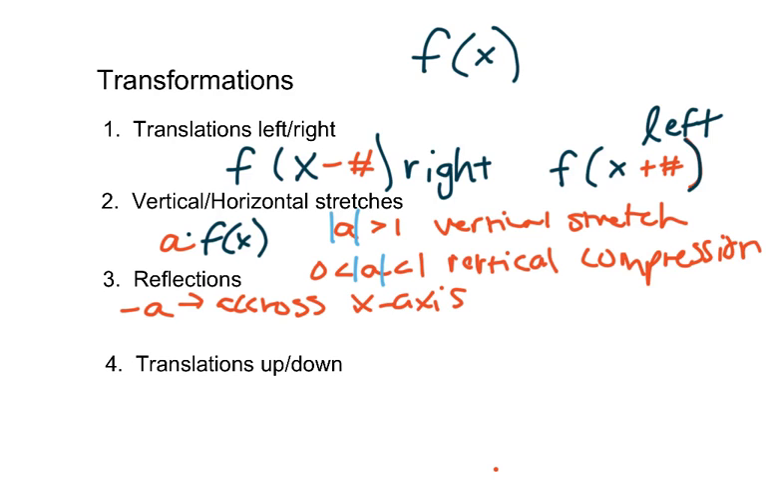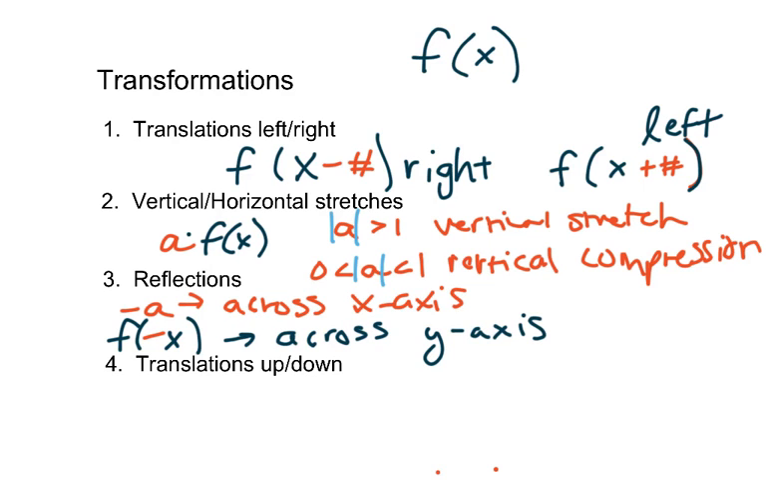I think I just put way too many C's in across. And then if we have a negative b value, which is actually the thing that's inside, so for instance, if we have a negative inside with this x, that means we're going to flip across or reflect across the y-axis.